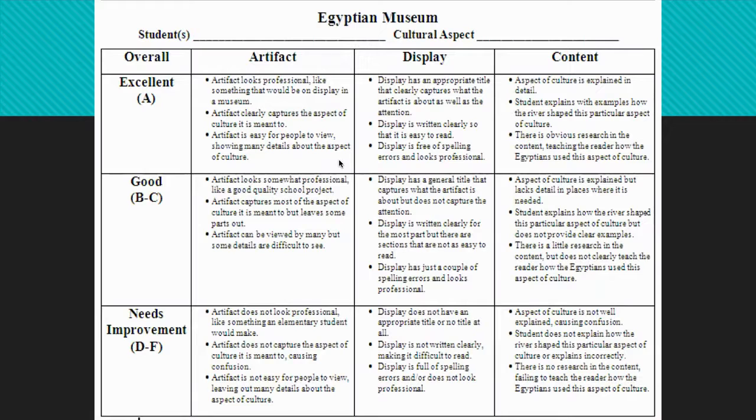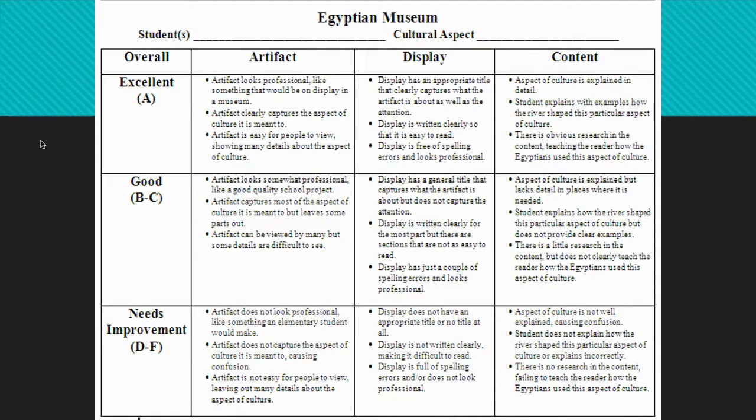Here's an example of a rubric for the museum. This is an Egyptian museum I did. So here's the artifact, the display, and the contents. These are all the expectations that I've set. The important thing when you're creating a rubric, and I have a TEDx talk on rubrics if you want to take a look at that, is that you show them what it looks like, not tell them what it looks like.